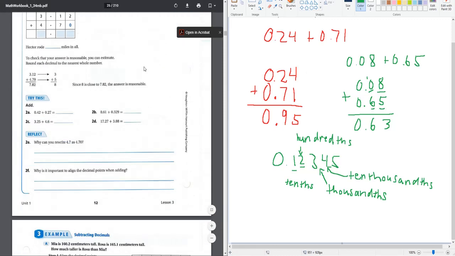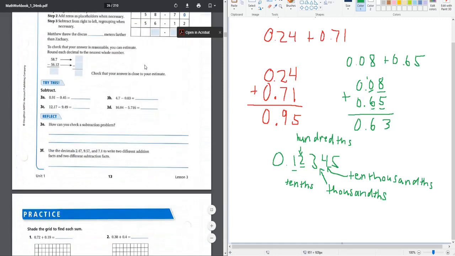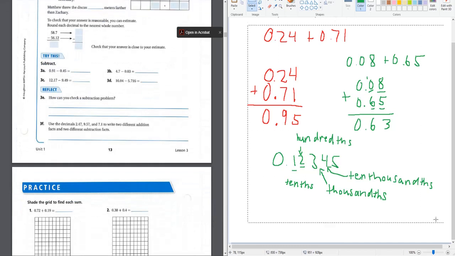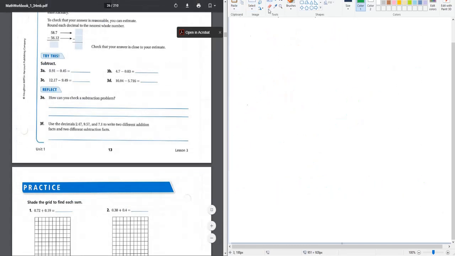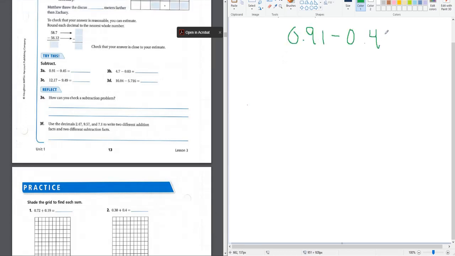All right. For subtracting, it's the exact same thing, except just subtraction. So again, we have 0.91 minus 0.45. I'm going to line them up. So my tenths place here lines up with my tenths place in the other one. And then I minus. So I can't subtract 5 from 1, so I have to borrow. So it becomes 6, it becomes 4, and then this becomes 0. 0.46.